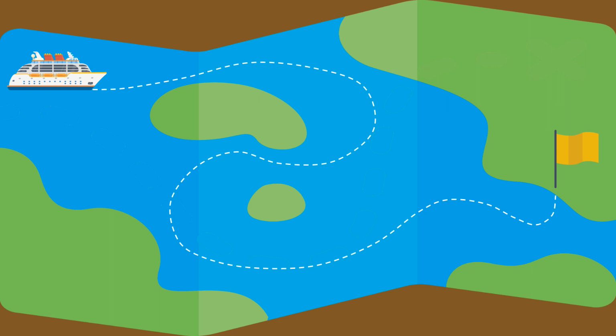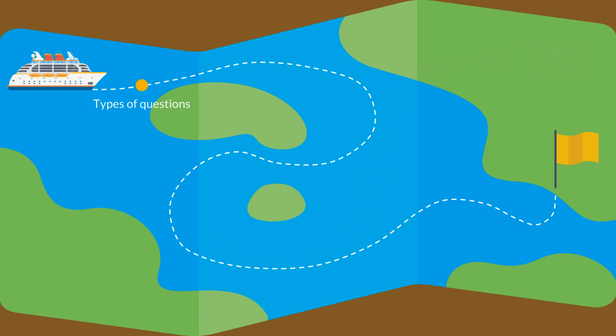So let's begin with our map over here. There's our ship, and on the other side is the flag where we're trying to get to. And here's the journey that we're going to be taking. We're going to learn many things in this course, but just to give you a brief overview, here are some of the things that we're going to be learning.